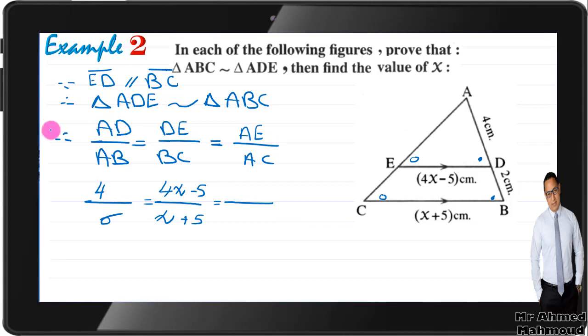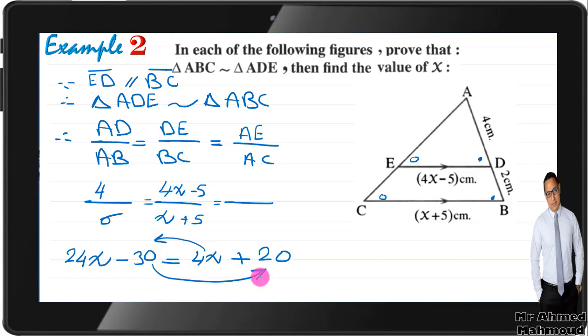Complete the next by cross multiplication. So 4 times (x plus 5) equals 6 times (4x minus 5). 6 times 4x equals 24x, 6 times negative 5 equals negative 30, 4 times x equals 4x, and 4 times 5 equals positive 20. Here I'm going to send 4x to the left side and negative 30 to the right side.